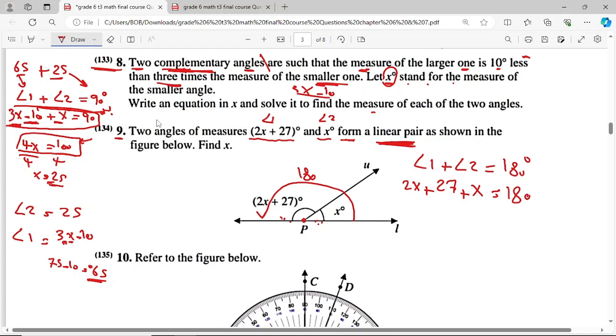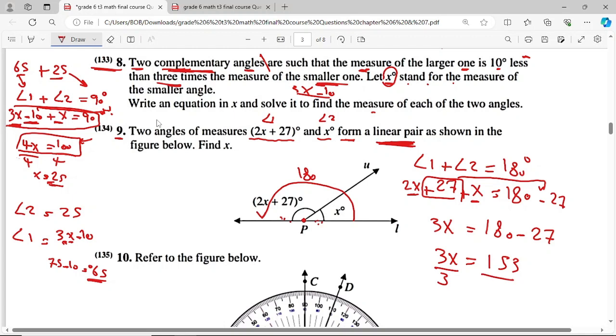So let's simplify this. 2x plus x will be 3x, plus 27. We'll move it to the other side, so it will be minus 27. So 3x will equal 180 minus 27, which means 3x will be equal to 153. Divide by 3, divide by 3. So x will be equal to 51.